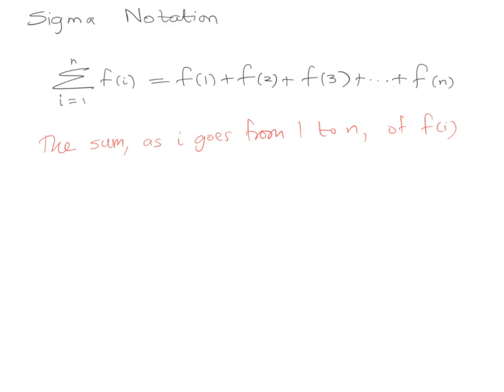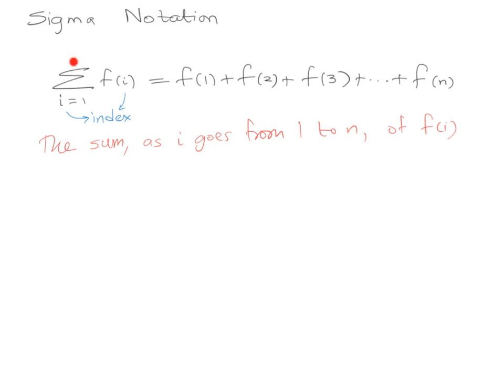Now, i has to take on positive integers, so 1, 2, 3, 4, 5, and n better be another positive integer. Now i also has a name. i is called the index. And i is not the only letter you can use. The textbook, for example, tends to use k for the index. You can use j. You can use any letter you like.